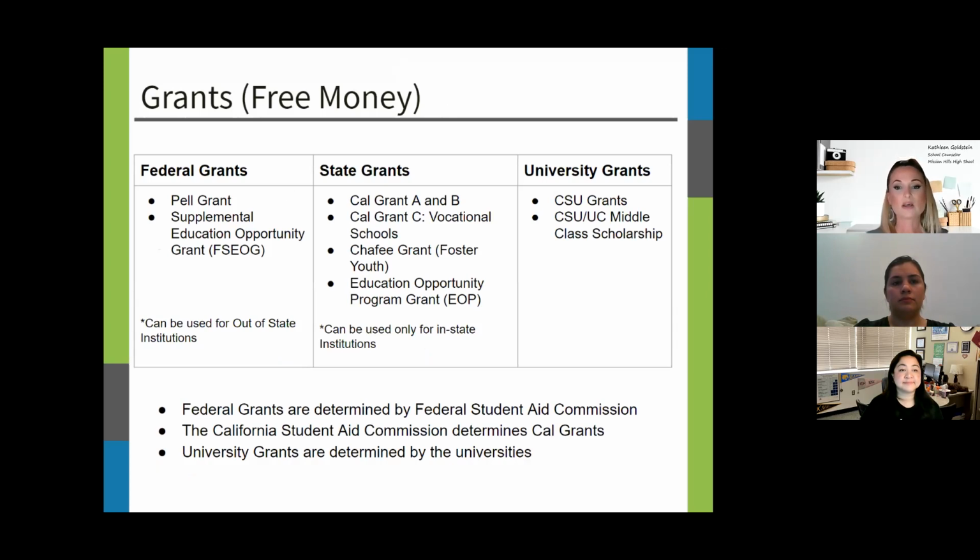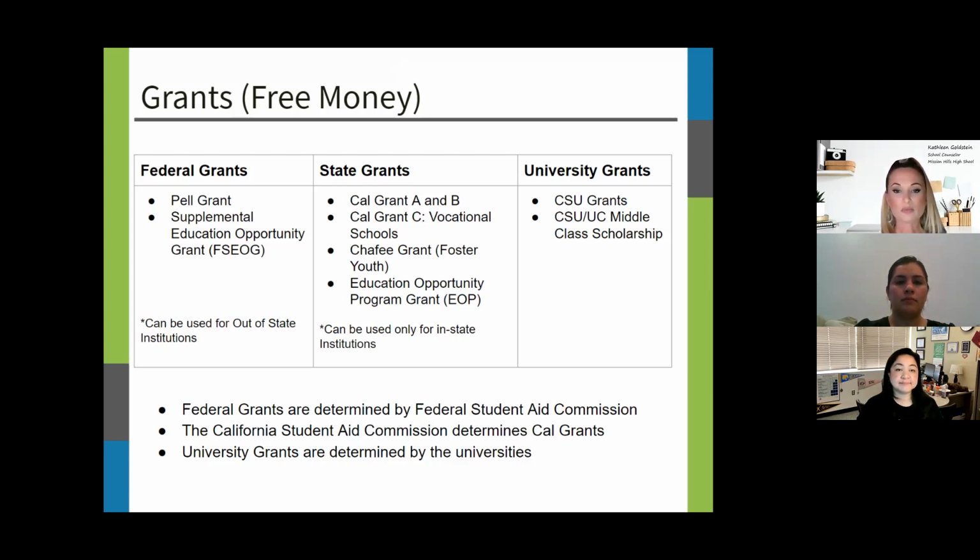All right, so let's go into grants a little bit more. Again, I can't emphasize enough, this is the free money. This is what you want to see on your financial aid application results. So federal grants include Pell Grants and Supplemental Education Opportunity Grants, and these can be used for in-state as well as out-of-state institutions. State grants are grants that you can be granted if you're planning to attend a school within California. There's the Cal Grant A, B, or C.